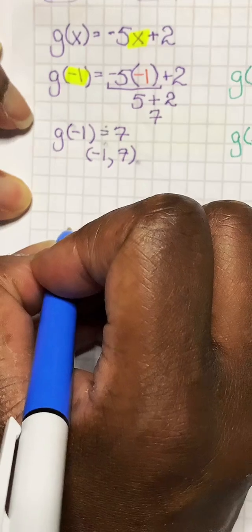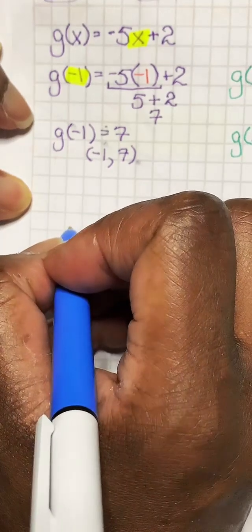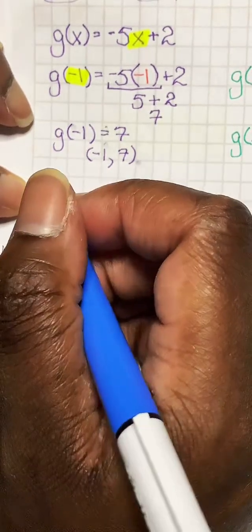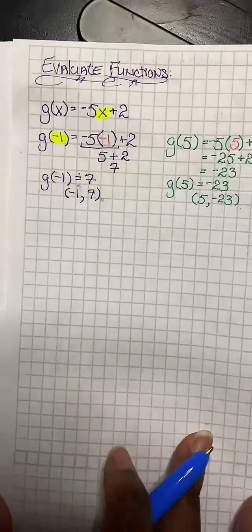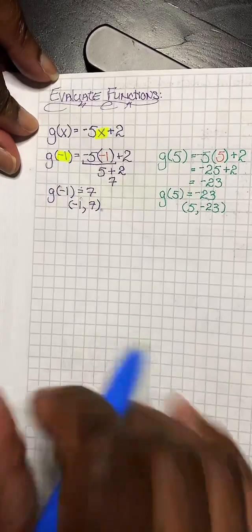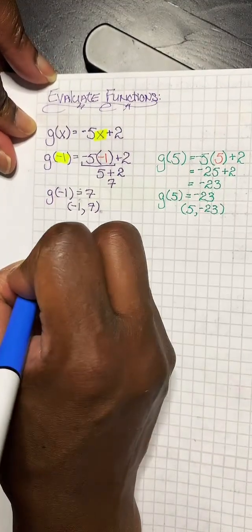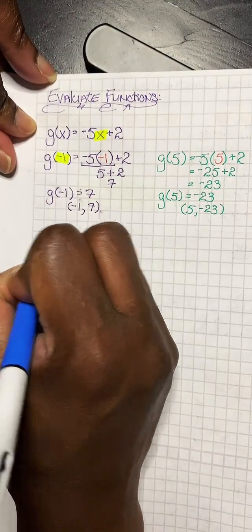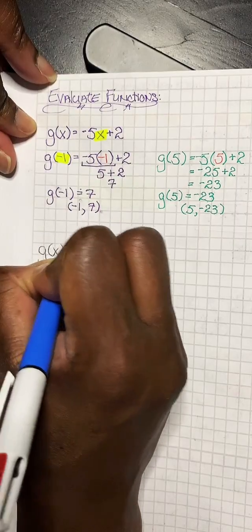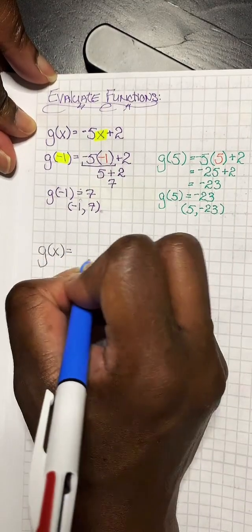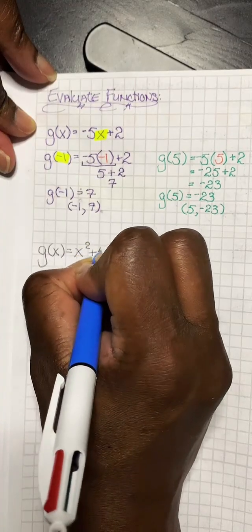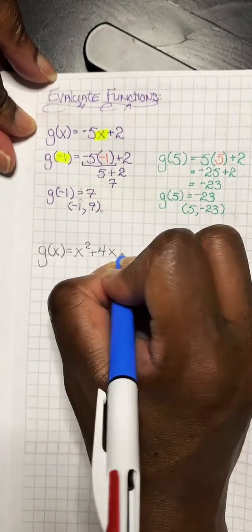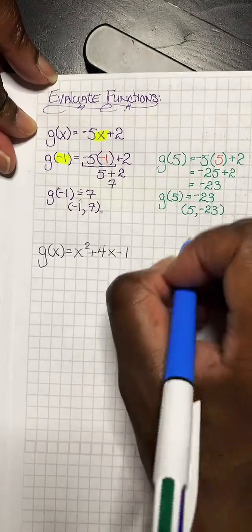Let's do a mixture. Let's finish it out strong. I'm going to list a couple. So let me unzoom a lot. And let's go with, I'm going to say the g of x is equal to x squared plus 4x minus 1.